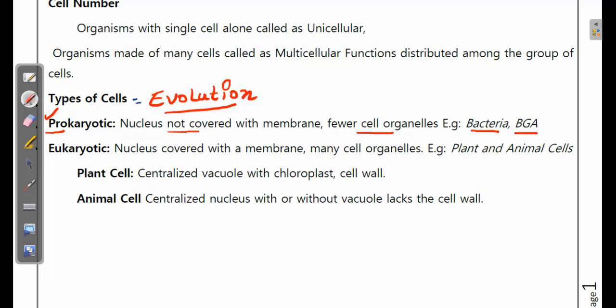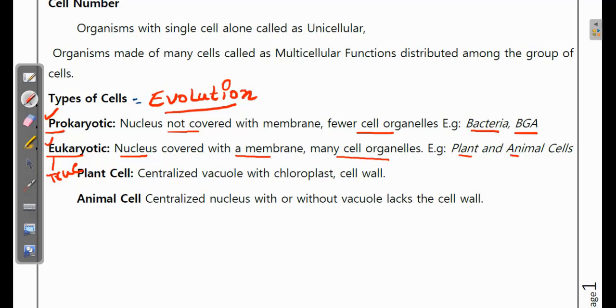Next we have the eukaryotic cells. The 'eu' refers to true, and here the nucleus is covered with a membrane, and they have many cell organelles. Examples are plant and animal cells.